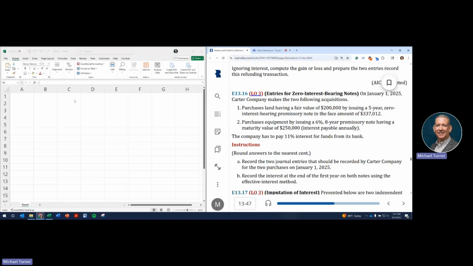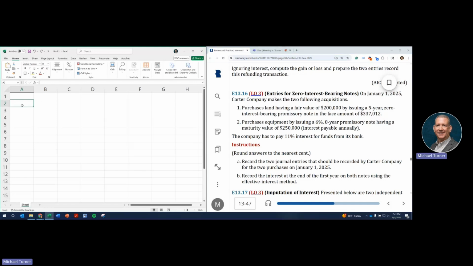So our instructions, we'll round everything to the nearest penny. Part A, we want to record the two journal entries for Carter for the two purchases on January 1st. And in B, we'll record the interest at the end of 2025 for both the notes using the effective interest method. Okay, so let's go back and make a few notes here in Excel.